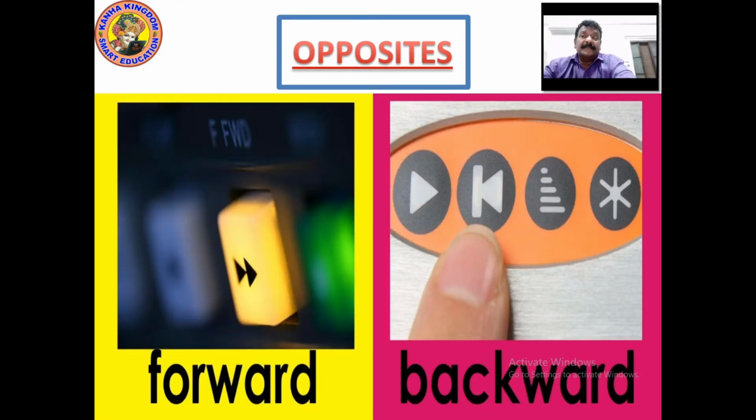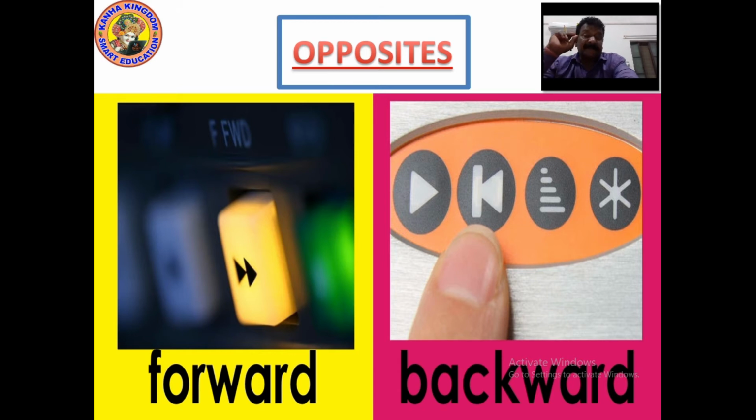Now look at the opposites. Forward and backward. In the music systems, in your audio systems and other systems, what do you see? You see the button marks where there are two arrows, that is for forward. One single arrow is for play. And when you want to go back to the previous screen, there is a mark where an arrow and a line are shown along with the backside arrow. That is called backward. Backward means towards the position from where we started.